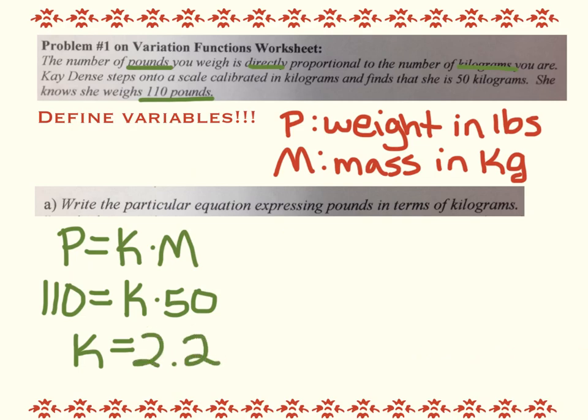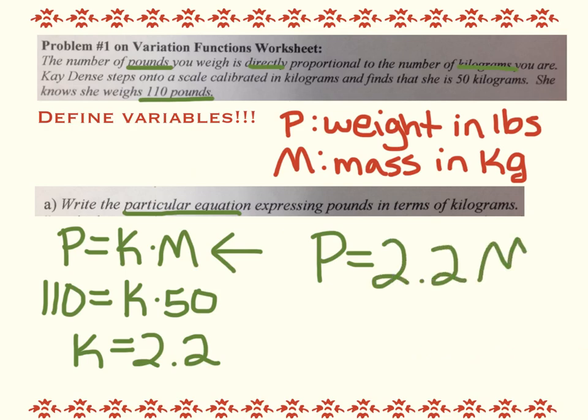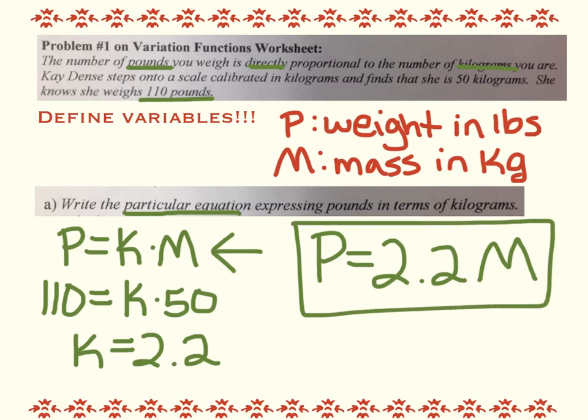So then when it says write the particular equation, you have to go back to this and rewrite P equals, and then instead of K, you put the number that actually belongs there, 2.2, and then M. So that's the equation. Now we know how to convert pounds to kilograms.